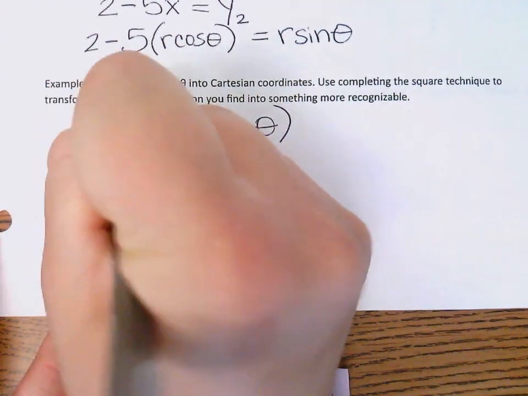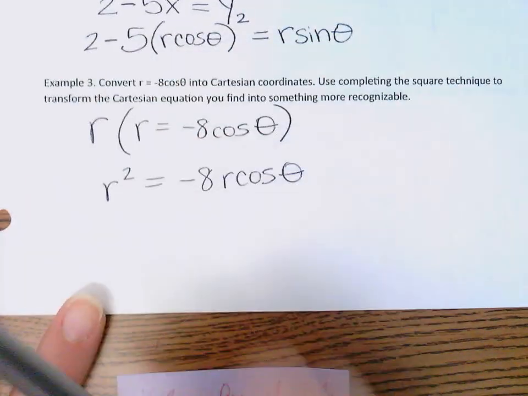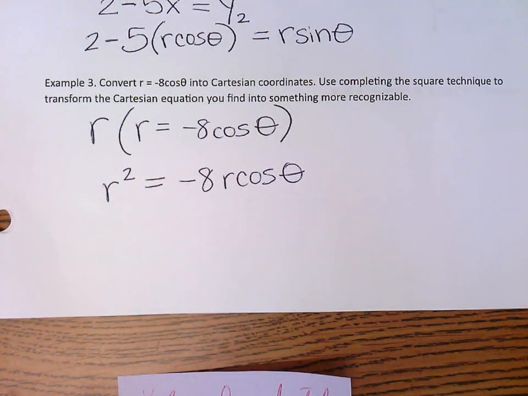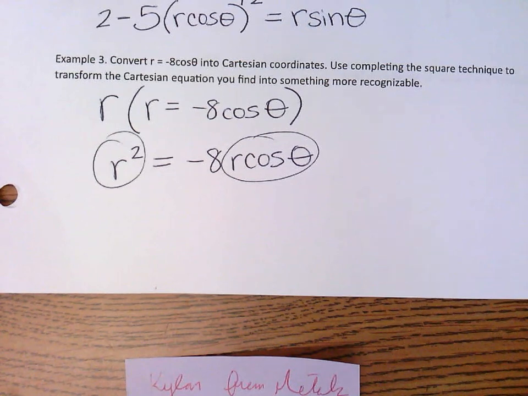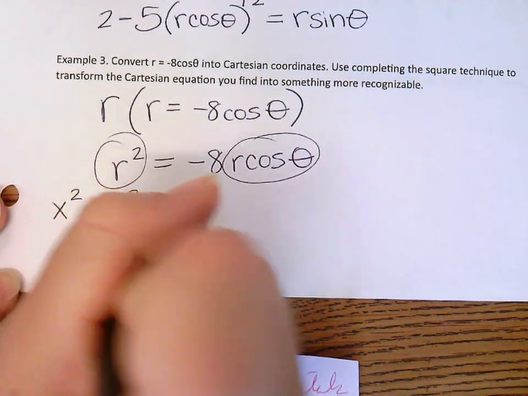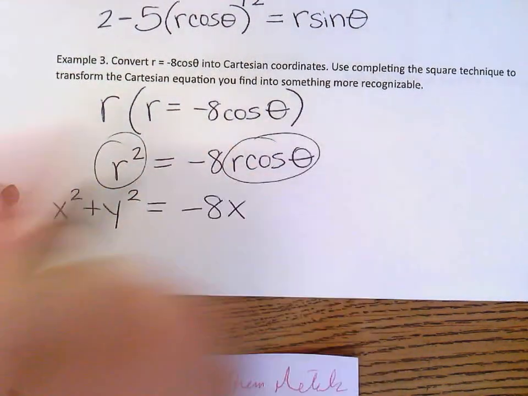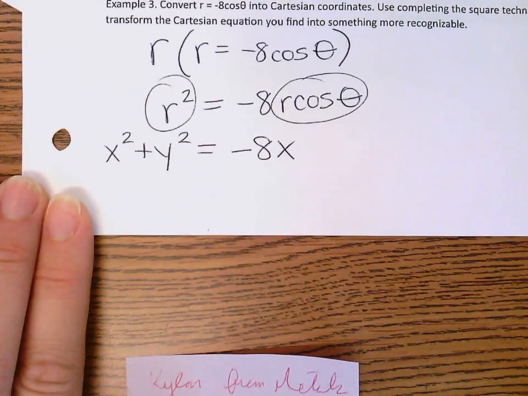So you'd get r squared equals -8 r cosine theta. Now you should see up top two things that you could directly substitute in. One thing for r squared and another thing for r cosine theta. What can I put in for r squared? So this side of the equation is x squared plus y squared. And this side of the equation, someone said I could just write that as x. So I have -8x. You're not going to divide by x because you have a y squared term.